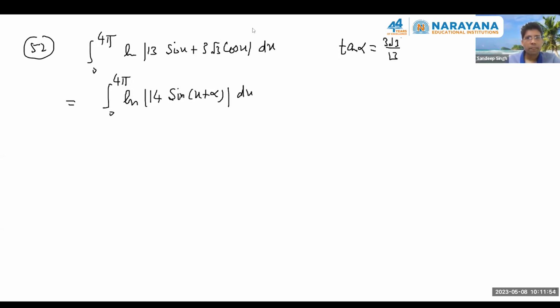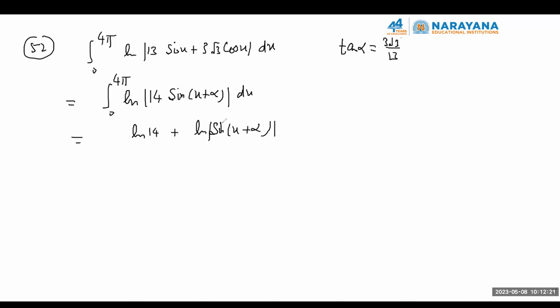Is it clear? Yes, sir. This part you don't have any doubt, na? Yes, sir, this is clear. Okay. Now what you should do, log of AB is there, so log A plus log B. I have written it like this. Can I do it? Yes, sir. In fact, I should first take 14 outside because it is a product in mod. Now let me do this. Can I do this now? And 0 to 4 pi, you should evaluate this.